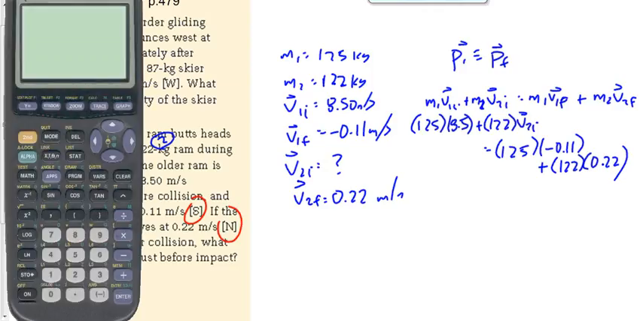All right. Let's say 125 times 8.5. Actually, I'm going to do the right side first here, because it doesn't have the variable that we're looking to solve for. So let's do that right side first. 125 times negative 0.11 plus, let's add to that with some brackets, 122 times 0.22. Here's the right-hand side. Now let's subtract from that 125 times 8.5. And then let's divide that by 122. Negative 8.6.